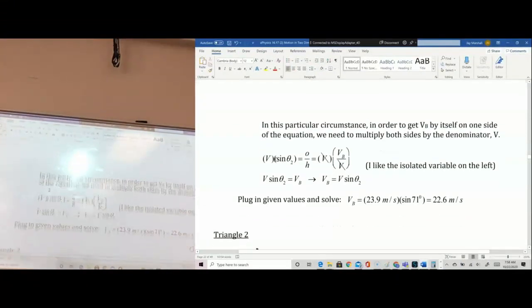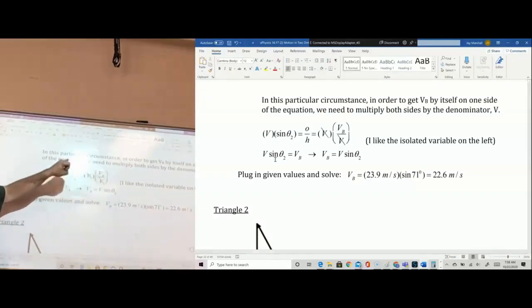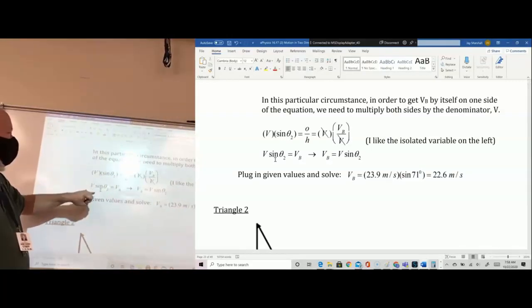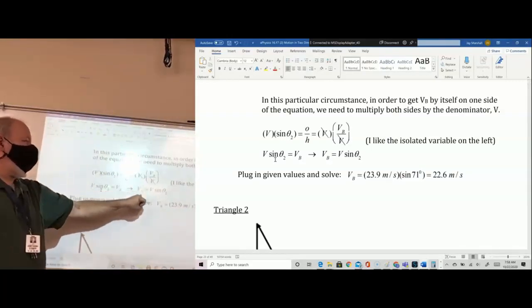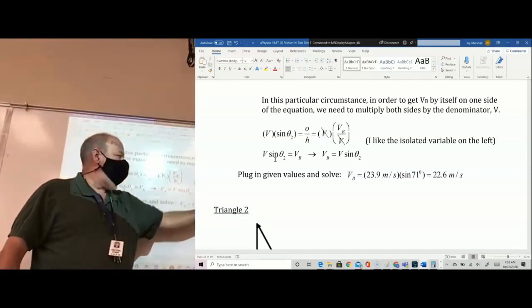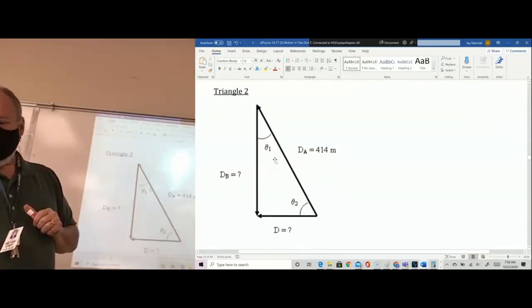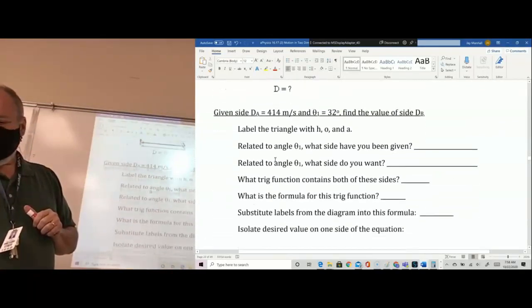And here I actually did that multiplication, right? I multiplied both sides of the equation by V and showed that it canceled out. You don't have to do that. I like to put my isolated variable on the left, but then I just plug the values in and I solved that. Okay?